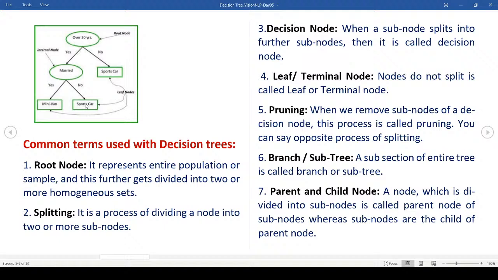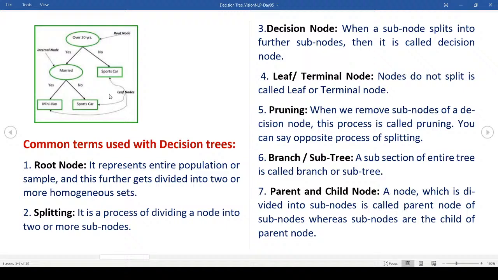When you don't split further, because here your condition is satisfied, sports car, and here also a sports car or maybe a minivan, it's up to you. It can be flipped also, it can be sports car, it can be minivan, or vice versa. When you cannot split further, that is something we call a leaf node. And this is important. You might have asked me how further I can split.